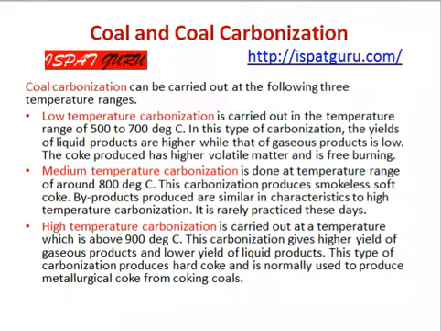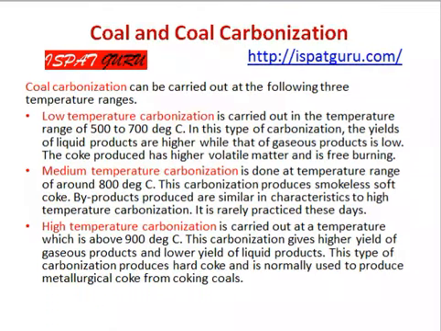Coal carbonization can be carried out at the following three temperature ranges. Low temperature carbonization is carried out in the temperature range of 500 to 700 degrees centigrade. In this type of carbonization, the yields of liquid products are higher, while that of gaseous products is low.